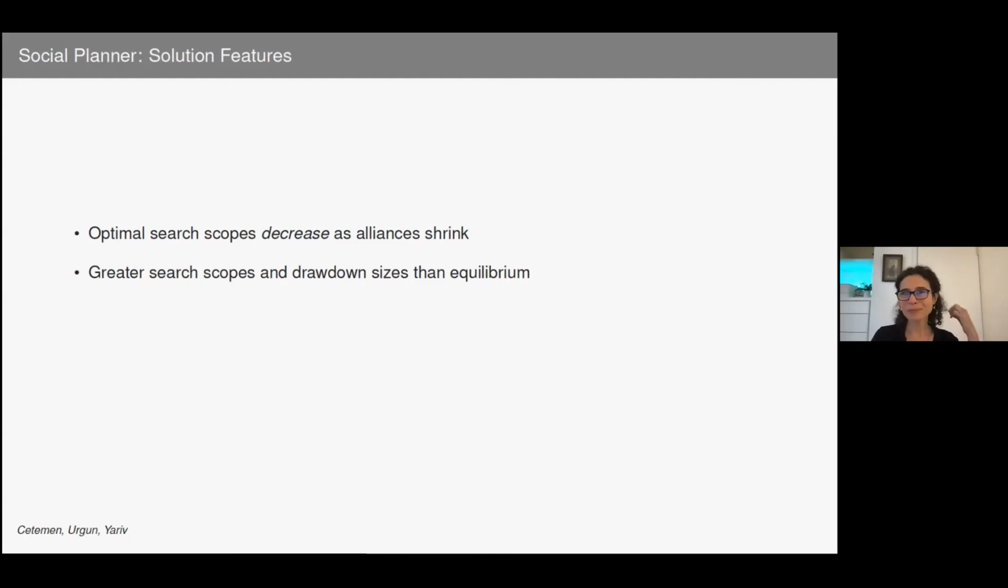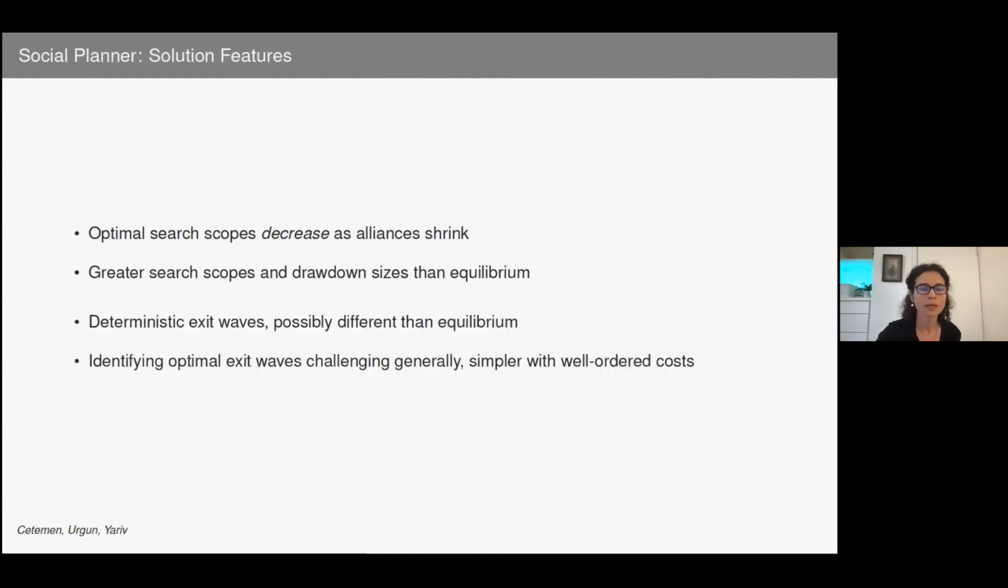Okay, now some features of the solution we think are a little bit interesting. Optimal search scopes actually decrease as alliances shrink, in contrast with what happened in equilibrium. In equilibrium, free riding implied that as alliances shrink, the search scope actually increases. So the pattern is completely the opposite. And we see greater search scopes and drawdown sizes than in equilibrium. So this is in some sense externalities. There are also deterministic exit waves, but they're possibly different than in equilibrium.